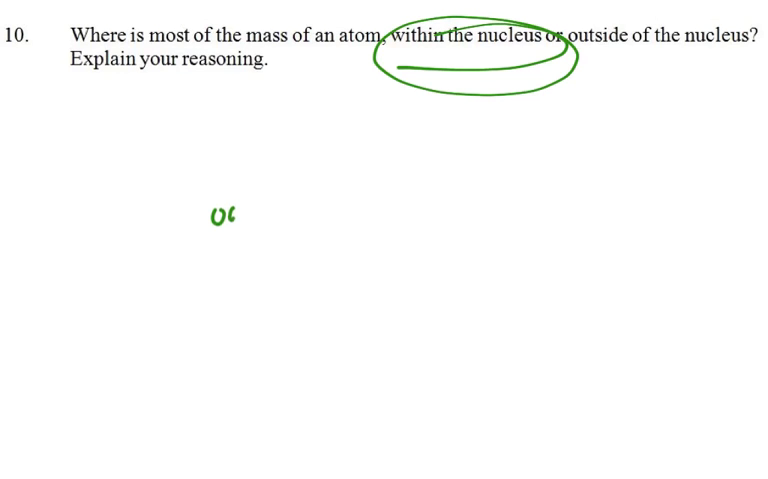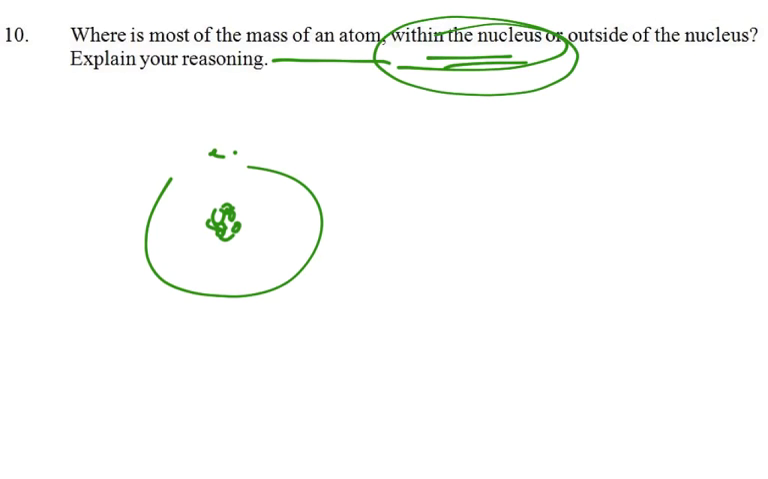That's where the protons and neutrons are, in the nucleus, and they are heavier than the electrons. The electrons are very light, very small mass there. So most of the mass of the atom is inside the nucleus. Now, that is absolutely true.